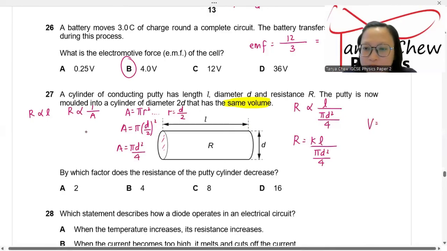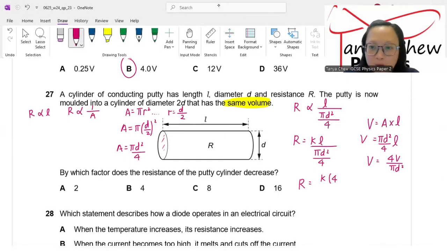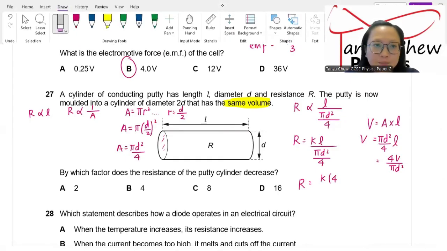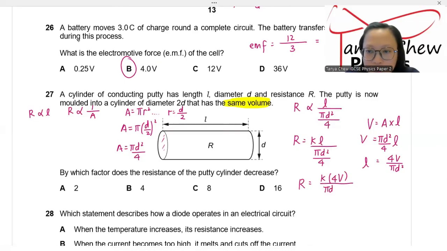I know that volume is equal to cross-sectional area times length. For the cross-sectional area, I would like to replace it with pi D squared over 4, times the length. So making length the subject, length is equal to 4V over pi D squared. So I can form my general equation, which is K times 4V over pi D squared, times pi D squared over 4. Make length the subject. You should be able to get this.